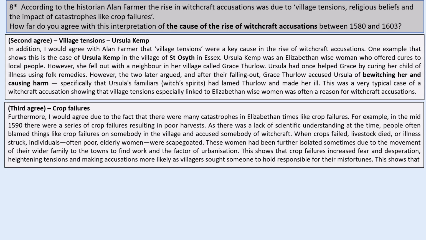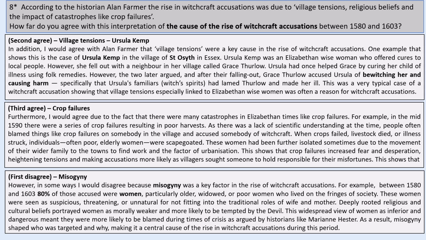A third degree might be around crop failures. We won't read this whole one, but the fact that a lack of scientific understanding meant that when there was some kind of crisis, like the poor harvest in the mid-1590s, people would often blame witches for things like crop failures. Also, urbanisation meant that many of the women accused of witchcraft were isolated within their villages, because many of their perhaps wider family had moved from the countryside to the towns to look for work. So that urbanisation combined with that sense of isolation, and when a catastrophe happened, often these women, often poor elderly women, were scapegoated.